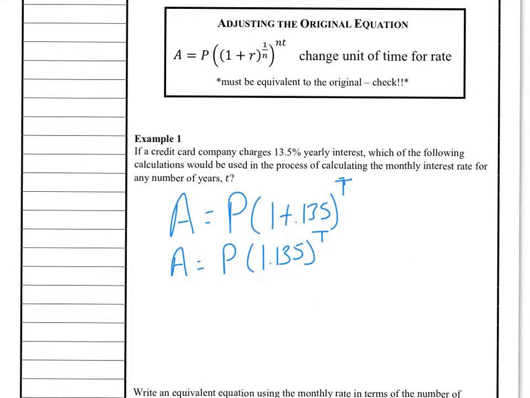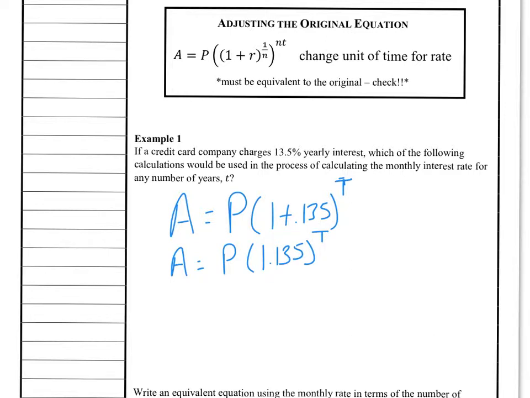1.135. But we want the process for calculating the monthly interest rate for any number of years t. So which of the following calculations would be used in the process of calculating the monthly rate? And that's what I care about. We have the yearly rate for the number of years, but I would like the monthly rate. So if I want to change, all right, we all know there are 12 months in a year. I need to do a little bit of math here.